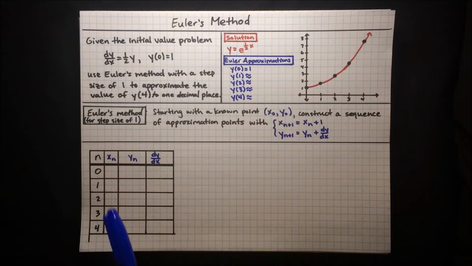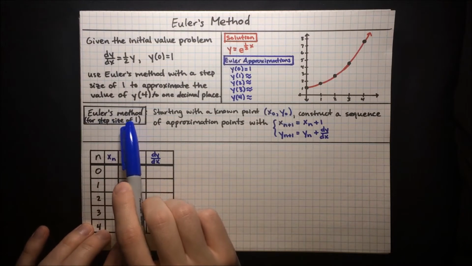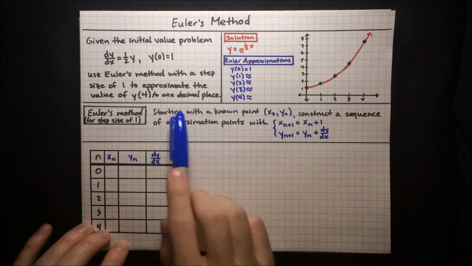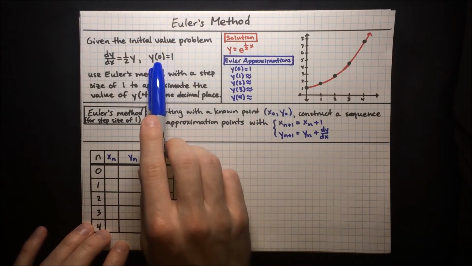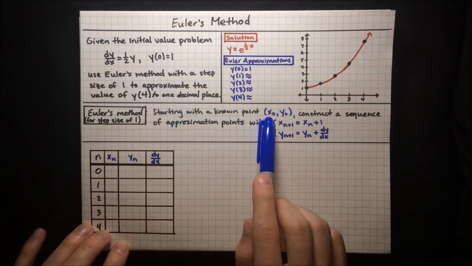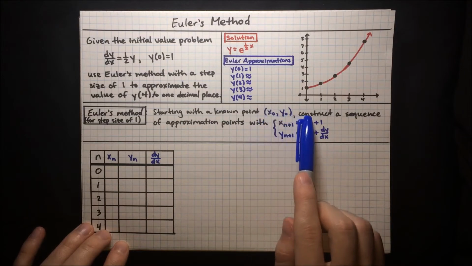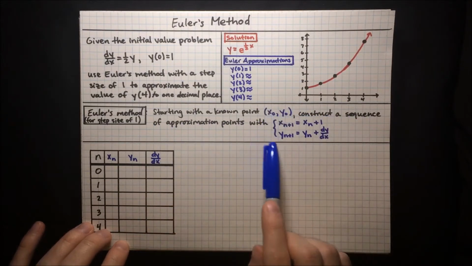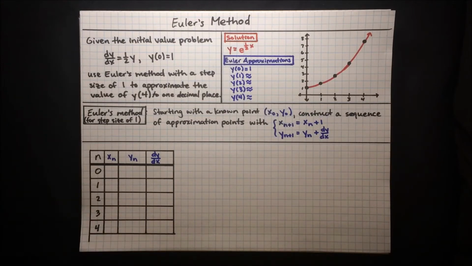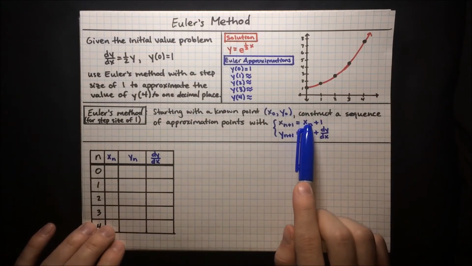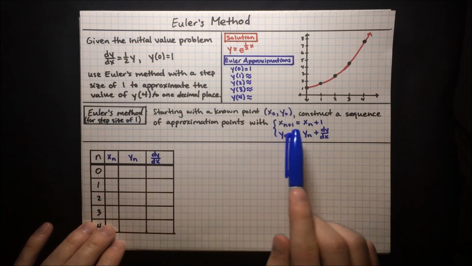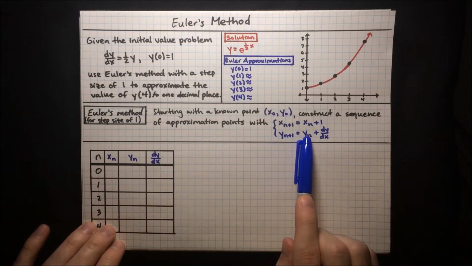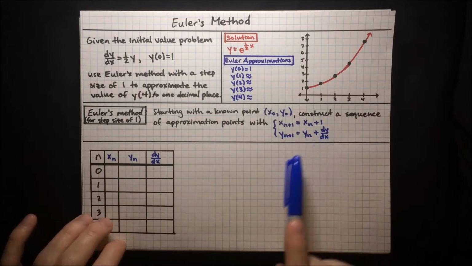How Euler's method works for a step size of 1 is that we start with a known point, x0, y0. That just comes from our initial condition. The point here is 0, 1. And using that point as a starting point, we construct a sequence of approximation points with these two update equations. In these update equations, x is just increasing according to the step size. x increases by 1 each step, and then y increases by dy/dx each step.